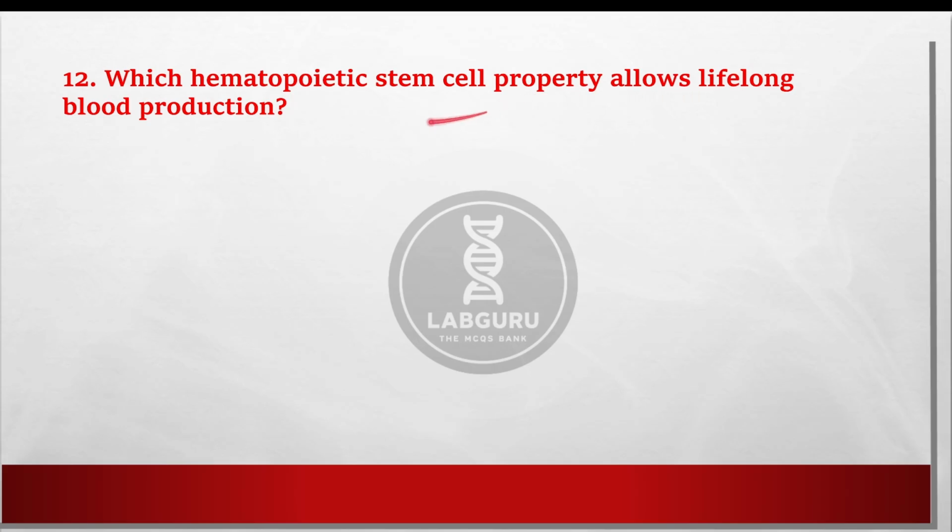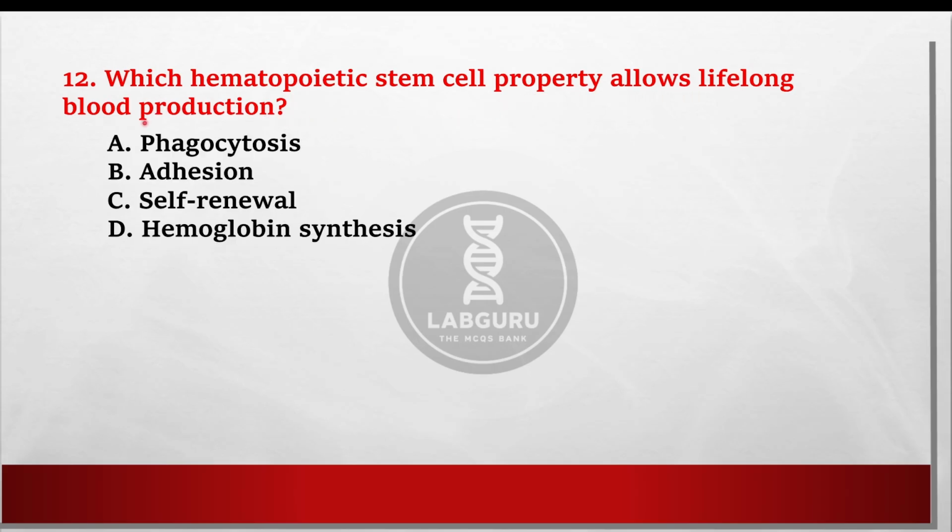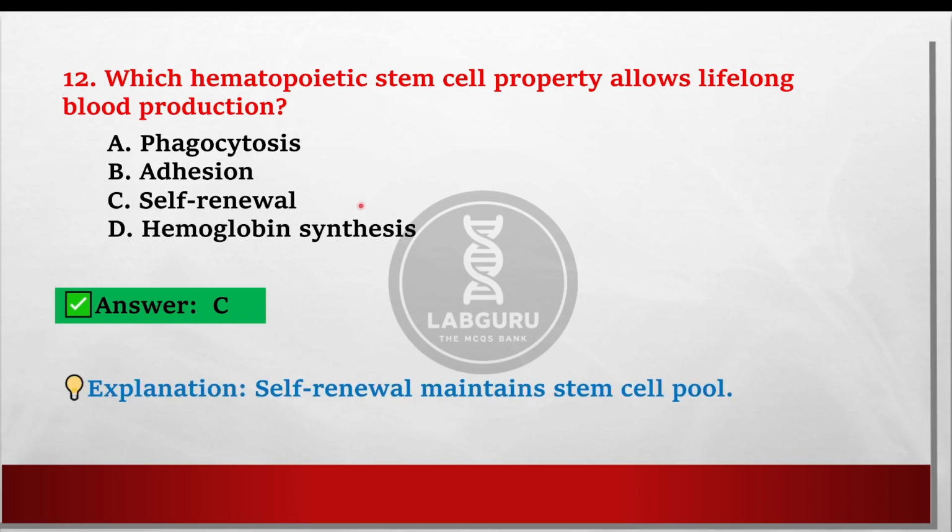Question number 12. Which hematopoietic stem cell property allows lifelong blood production? The options are option A phagocytosis, option B adhesion, option C self renewal, and option D is hemoglobin synthesis. The right answer is option C, that is self renewal. Due to this property, the hematopoietic cell allows lifelong blood production. Self renewal maintains the stem cell pool.